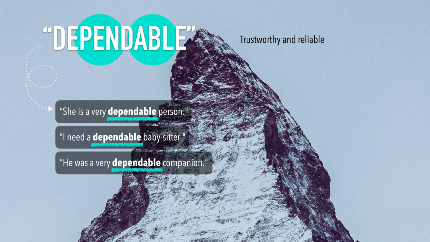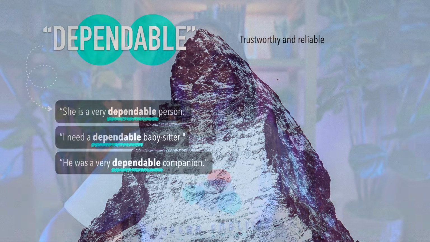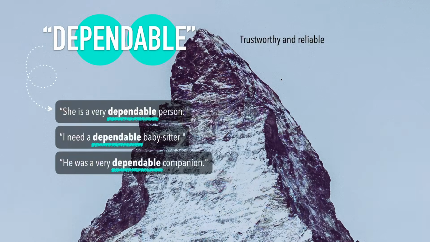And finally, he was a very dependable companion. He was a very dependable, trustworthy, reliable companion. I could really trust him. Once again, our third example sentence: he was a very dependable companion. So we understand this word dependable.